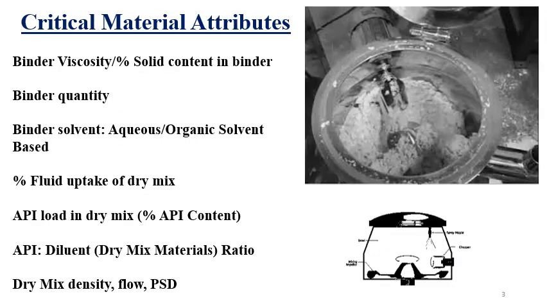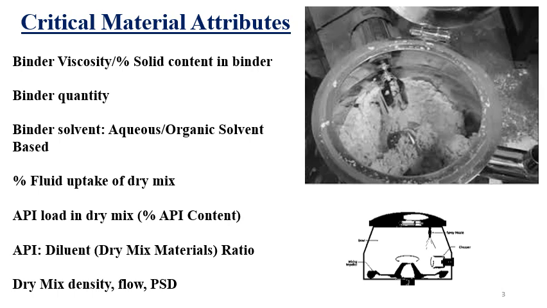Coming to the critical material attributes. So what are the material attributes? As we know that in RMG process or wet granulation process using RMG, two materials are there. One is dry mix and another is the binder. So binder viscosity, percent solid content of the binder is the main material attribute. If binder is too much viscous, then there are chances that the binder will be added with a less rate or slow rate. Then percent solid content in the binder.